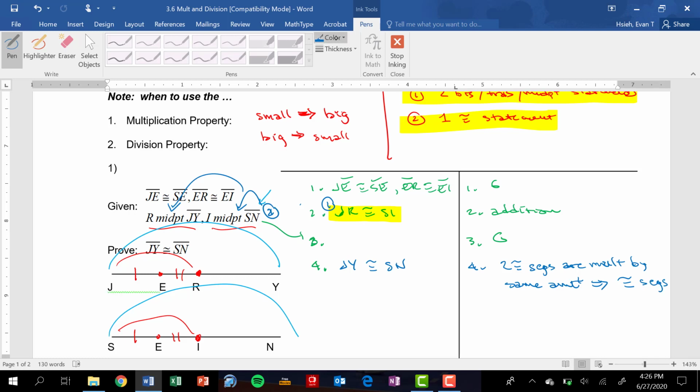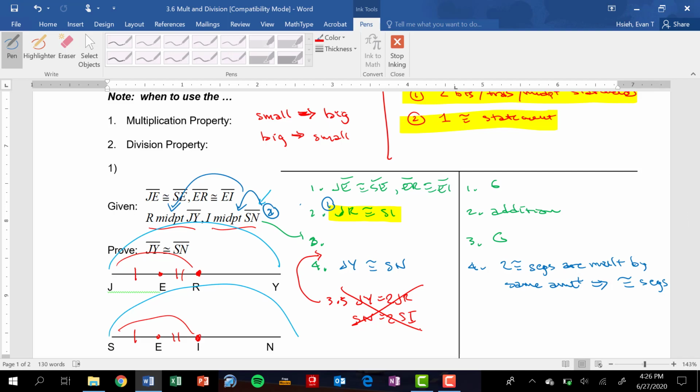Now I will point out to you that our book does add a little step in here that I am not going to require. In fact, I'm going to ask that you not write it. The book says that you need a 3.5 step, where it says that JY is equal to 2 of JRs and SN is equal to 2 of SIs. Does that make sense? You do not need to have that step in my class.